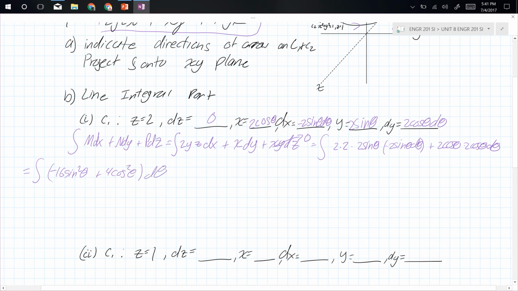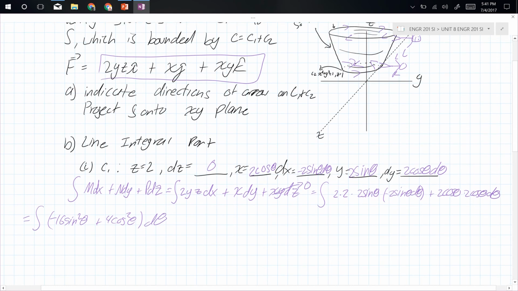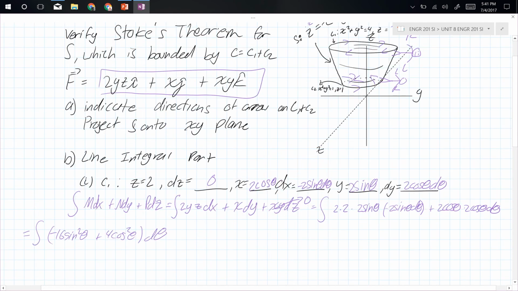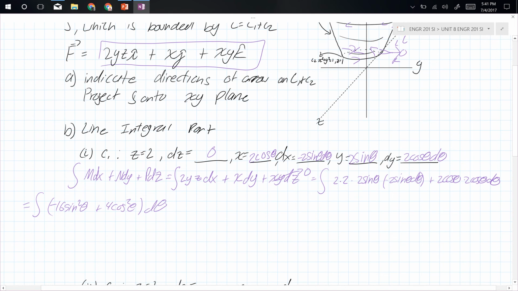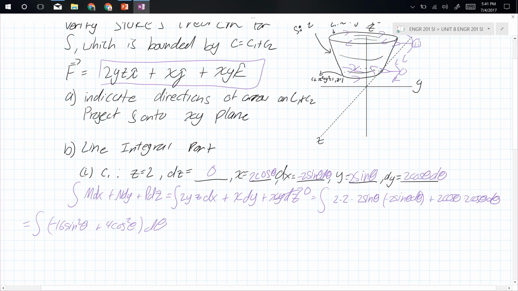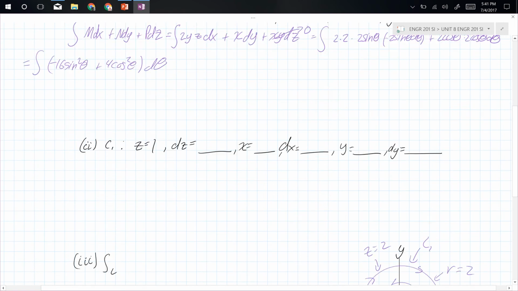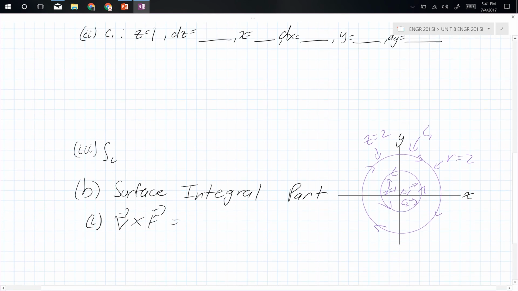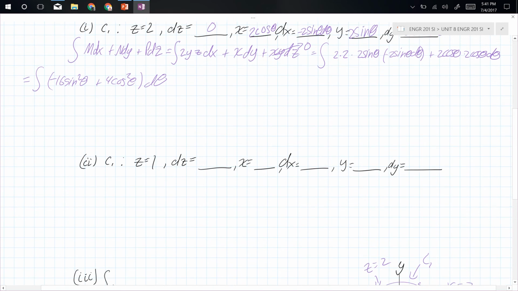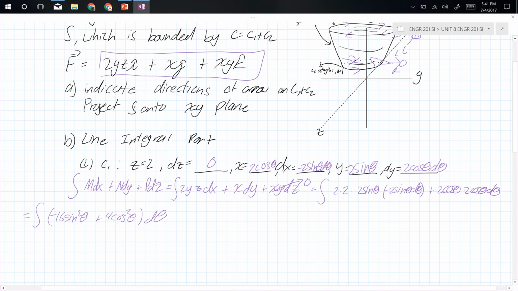So we have to figure out what our limits are for this. Our limits have to be in the same direction that we chose for C1. Since we chose clockwise, and I drew it down here, we start here and go all the way around. So we're going to go from 2 pi to 0. We're starting at 2 pi and going to 0. Let me make sure I did this right. Yep, 2 pi to 0.